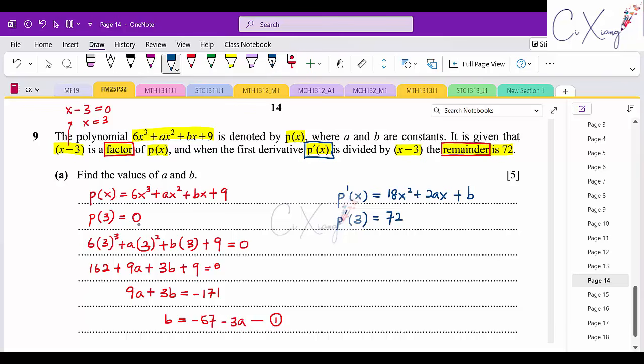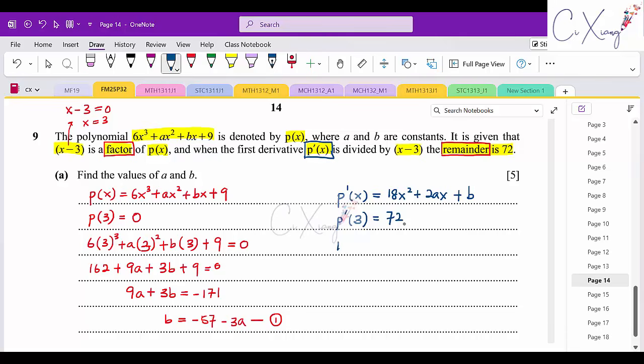So just now the keyword is factor, so no remainder. No remainder means that the remainder equals 0. For this part, they say the remainder is 72. Therefore, when you are writing it in, you'll have the remainder equals 72. Then the same thing happens here.